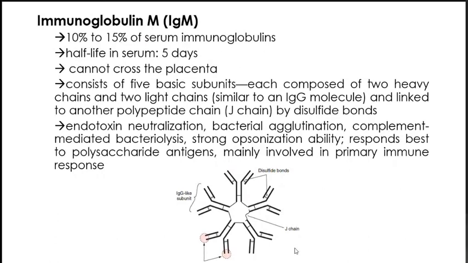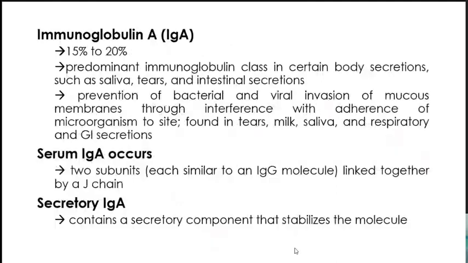Your IgM consists of 5 basic subunits. So nakikita nyo yung kanyang branches doon. Okay? Your IgA, this is predominant immunoglobulin class in certain body secretions.